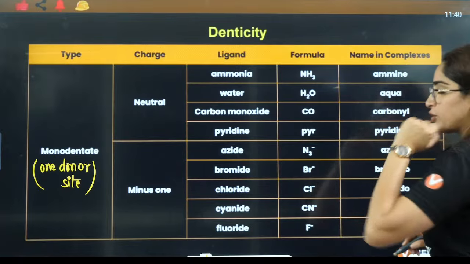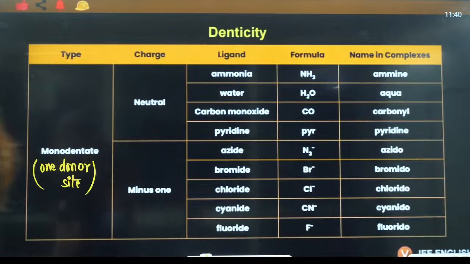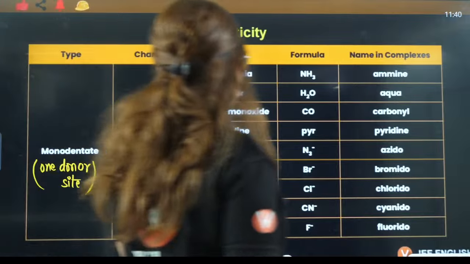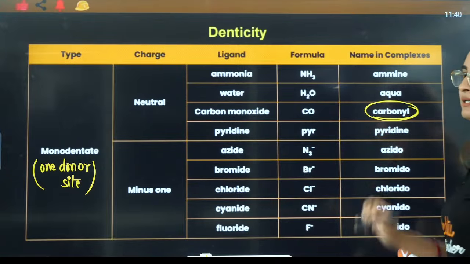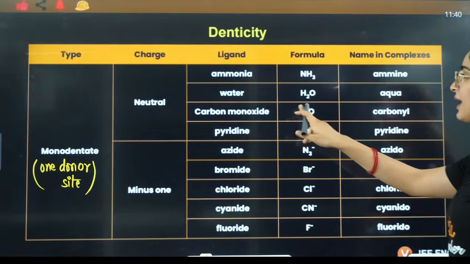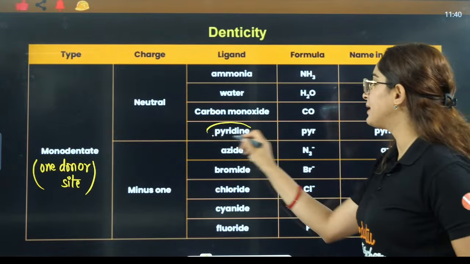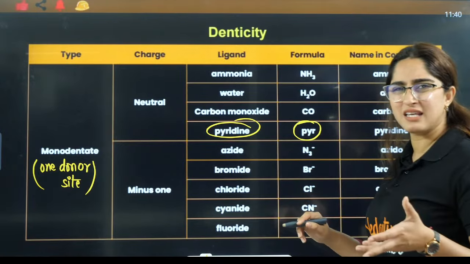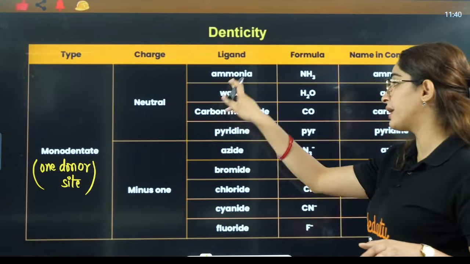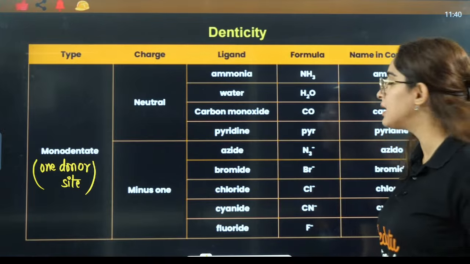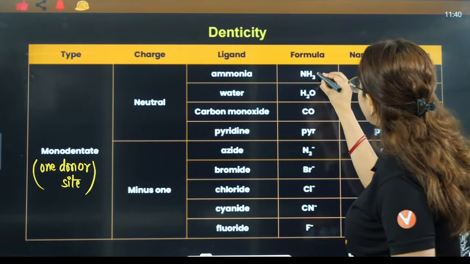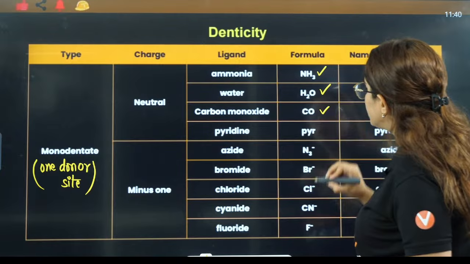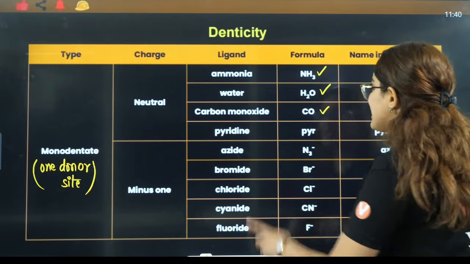Then carbon monoxide, CO, is carbonyl, and it is also neutral. Then pyridine, which you will not see as such. You will see ammonia, water and carbon monoxide more, and here it is called pyridine only. Maximum you will see ammonia, water, then carbon monoxide, then azide.